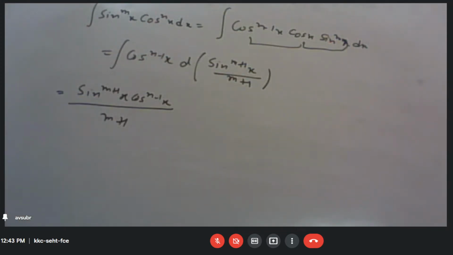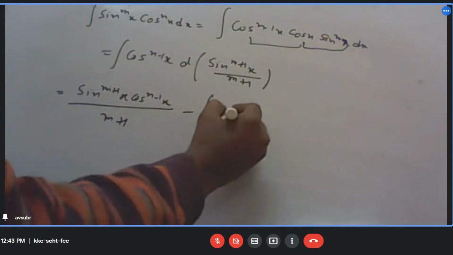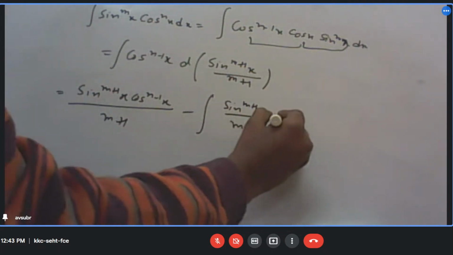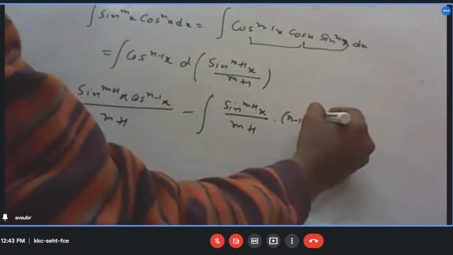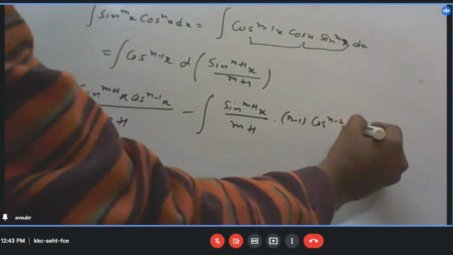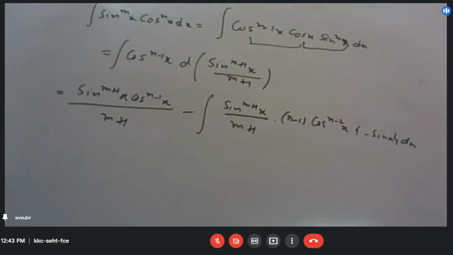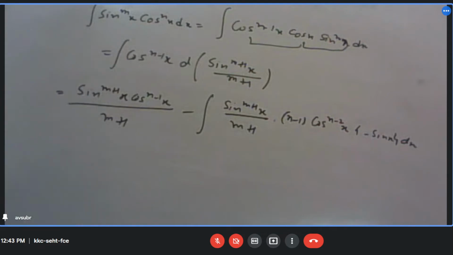Yes, sir. Right? And what will be the further things? Sine to the power m plus 1 x by m plus 1 into differentiation of this, meaning n minus 1 cos to the power n minus 2 x into minus sin x dx. Am I right? Yes, sir. All right, so if you solve it, now you know how to solve it further.